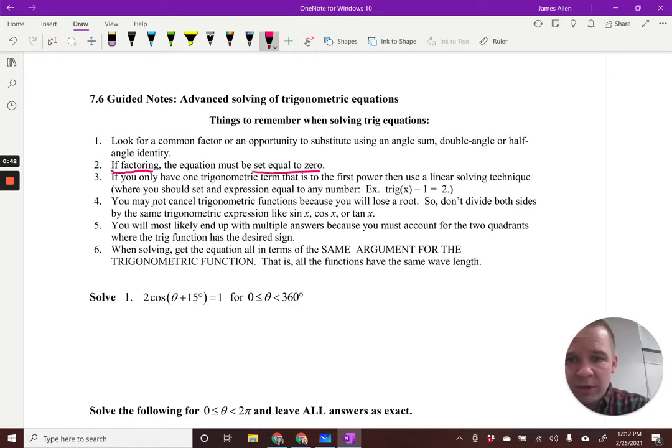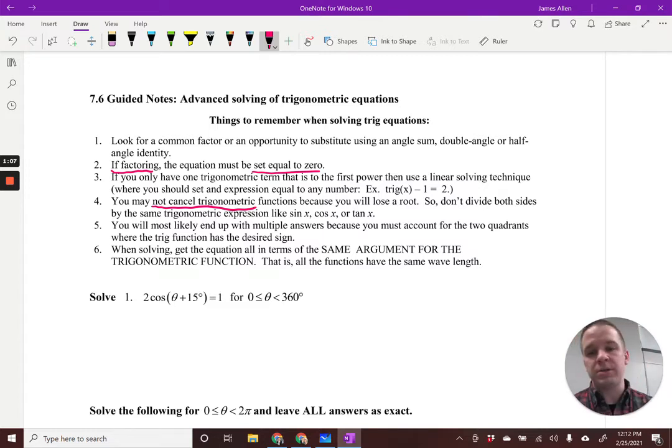Another big one, do not cancel your trig functions. You'll lose something, right? You're most likely going to end up with multiple answers in these, because if there's a solution in, say, quadrant 1 for sine where it's positive, then you're also going to have that in quadrant 2 where sine is also positive, right? Feel free to pause and take a look at these, maybe write them down, screenshot them, so you can have them handy as you're going through some of these problems.